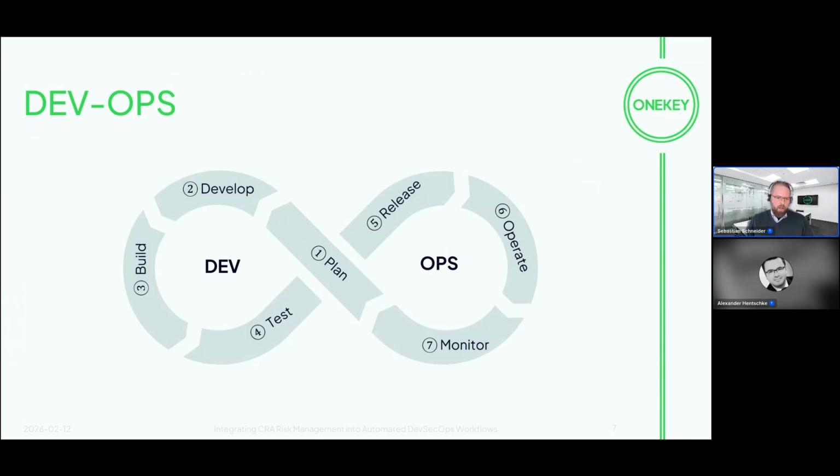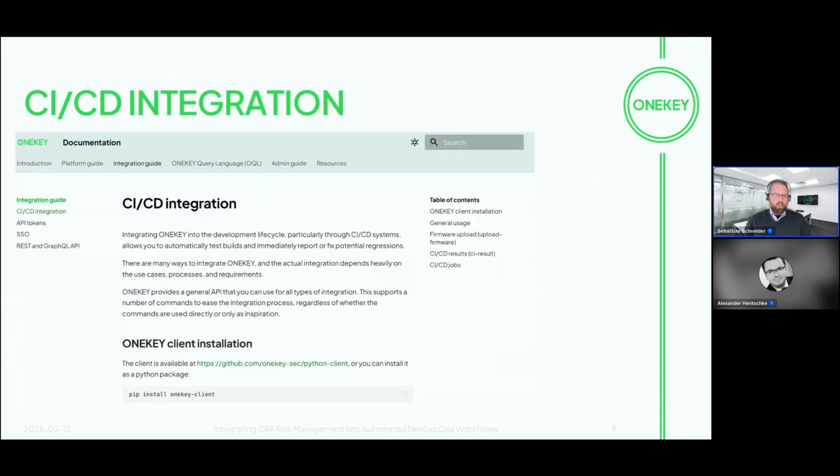On the left side, we have the development phase, and on the right side, we have the operational phase. And to keep up with this speed that you can gain by these processes, the key element is automation. And we at ONEKEY have fully understood this. So you see here a page from our documentation that we really factored in this automation part.